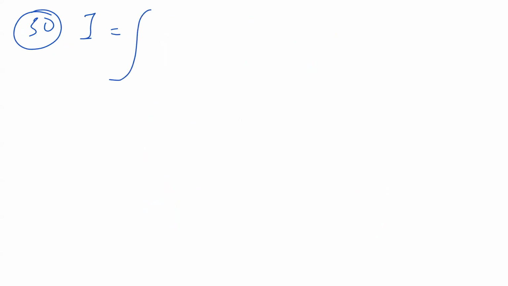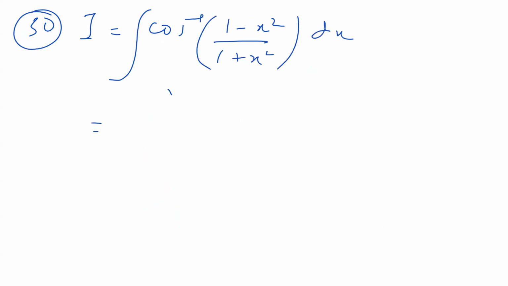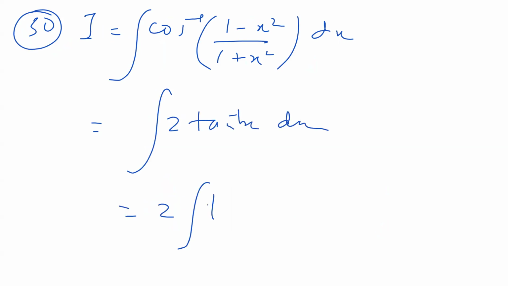Question number 30. Integration of cos inverse of 1 minus x square upon 1 plus x square. This again is 2 tan inverse x.